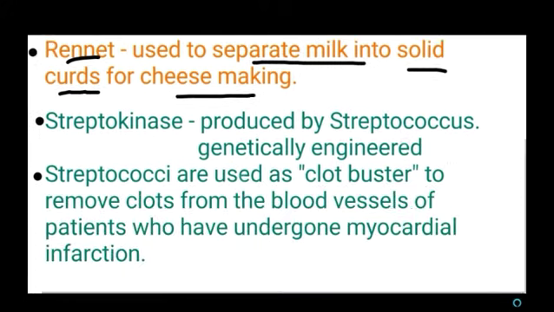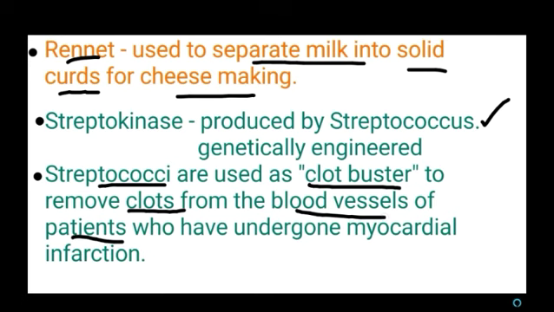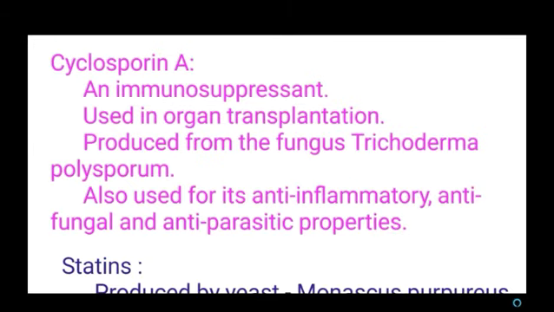Then streptokinase. Streptokinase is produced by Streptococcus. Genetically engineered streptococci are used as a clot buster. That means it will remove the clots from the blood vessels of a patient who had undergone myocardial infarction. Next one is cyclosporin A. Cyclosporin A acts as an immunosuppressant. That means it will suppress the immune system, so it can be used for organ transplantation.